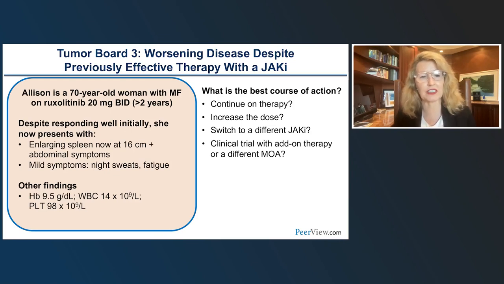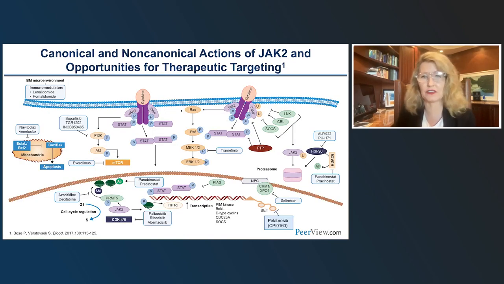Other findings include a hemoglobin of 9.5, white blood cell count of 14, and a platelet count of 98. So what is the best course of action? Should they continue on ruxolitinib? Should they increase the dose? Should they switch to a different JAK inhibitor? Or consider a clinical trial with add-on therapy that has a different mechanism of action? That's really where the field has gone over the last few years. So we'll come back to that case in just a few minutes.